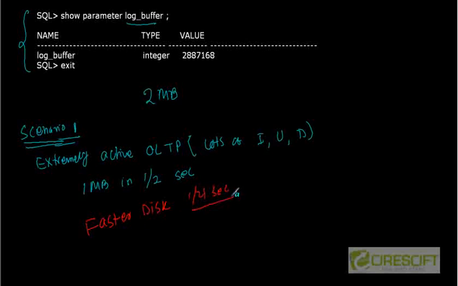If it can be done in 1/4 of a second, then still we are fine, because we can manage it with 1 MB. Or you increase the size of your online redo log file. So instead of 1 megabyte, if I make it 8 megabyte, in that case I'm going to increase the size of my log file.